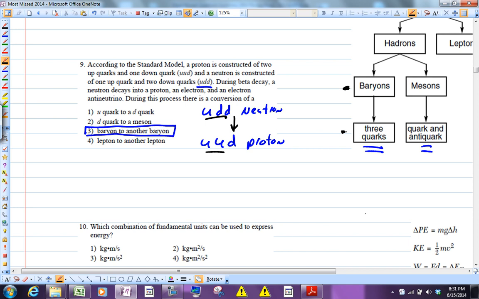But we can actually rule out the other ones. Lepton to lepton. Well, neutrons and protons are made of quarks. They're not leptons, so it can't be that. A D quark to a meson. Well, yeah, we're down 1 D quark, but it didn't turn into a meson, so that doesn't make sense. And a U quark to a D quark. This is probably the most devious because we do change a quark, but it goes from D to U, not U to D. So that's not that one. So the answer is 3.